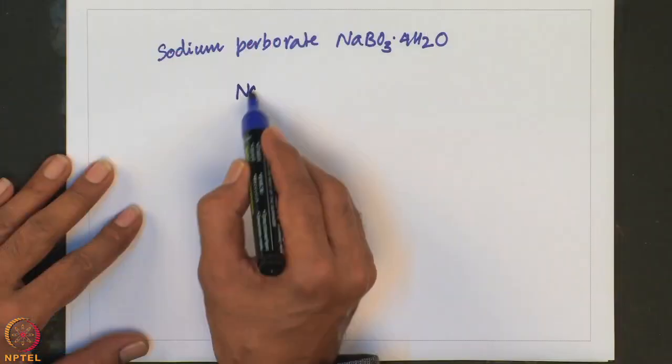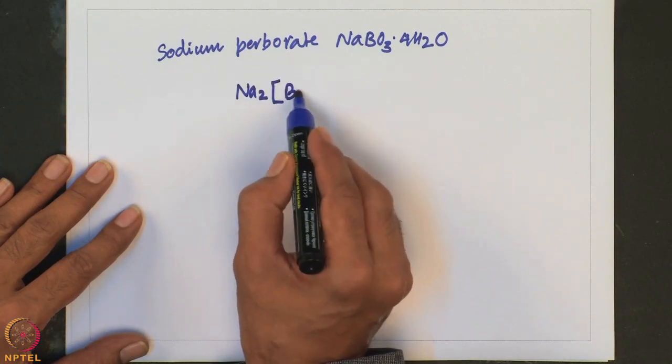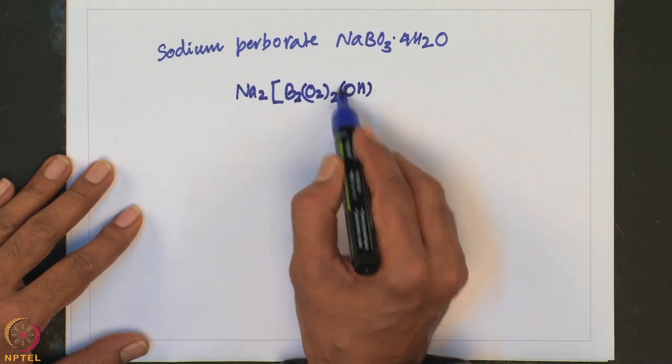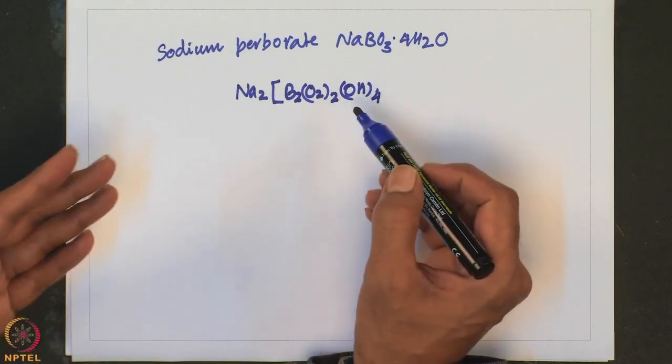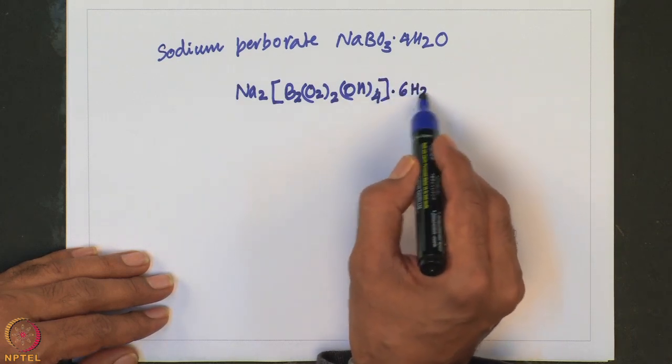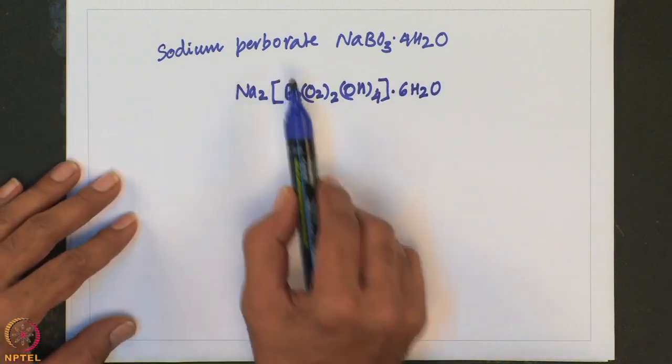So although the formula is often given as NaBO3·4H2O, the compound contains the peroxide anion O2 2-, and is more accurately described in this way. So it is appropriate to describe in this way instead of showing as it is solvated with 4 equivalents of water. So one should precisely write Na2[B2(O2)2(OH)4]·6H2O, where we have 2 peroxides. So this is where its utility comes as a bleach. The correct description of sodium perborate is this one.